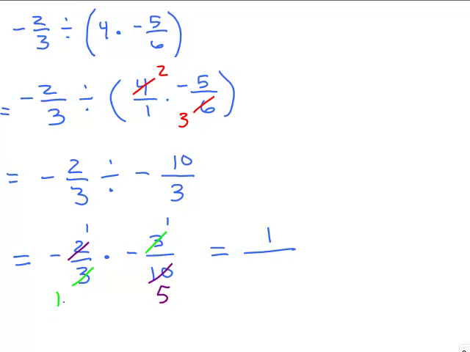So it made a big difference in our answer whether we had parentheses around the 4 times negative 5/6. The second way, we got 1/5 for the answer. And without the parentheses, we got 5/36 for the answer.